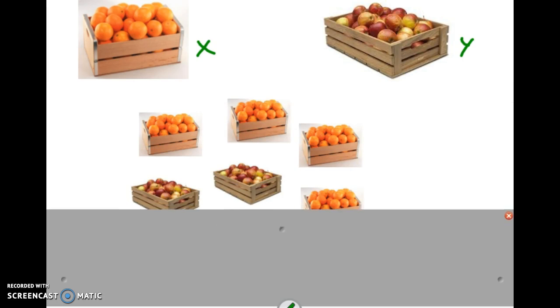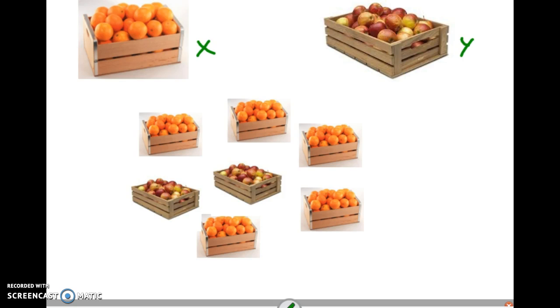So, let's say we have crates of oranges and crates of apples. If we let x represent the number of oranges in any crate, and y represent the number of apples in any crate, we can figure out the total amount of fruit we have using an algebraic expression.